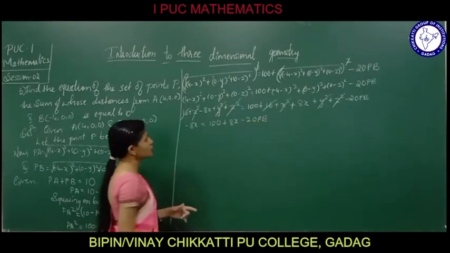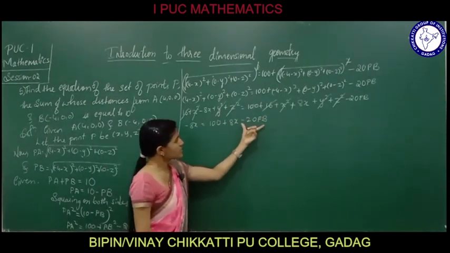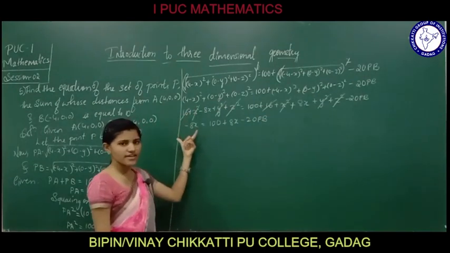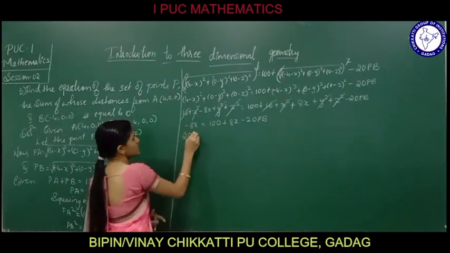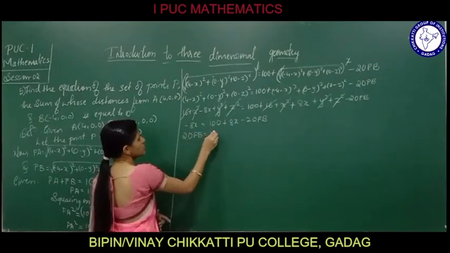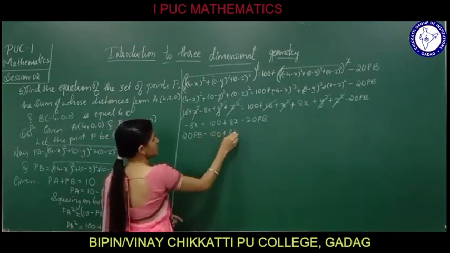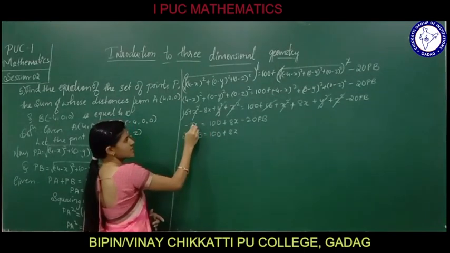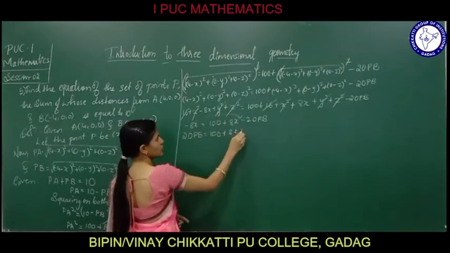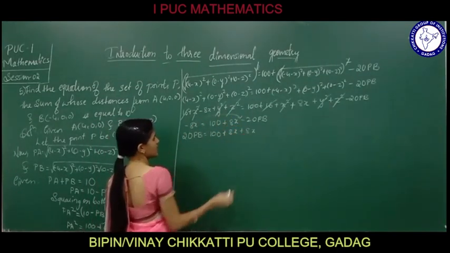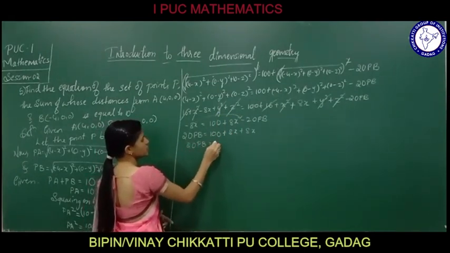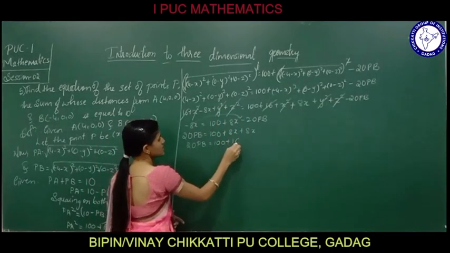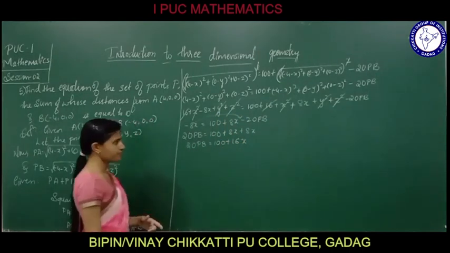Now what we are going to do is shift minus 20 PB to the left hand side. It is going to be plus 20 PB. That is 20 PB is equals to 100 plus 8x. Shift this minus 8x to the right hand side. You are going to get that as plus 8x. Nothing but 20 PB is equals to 100 plus 16x.